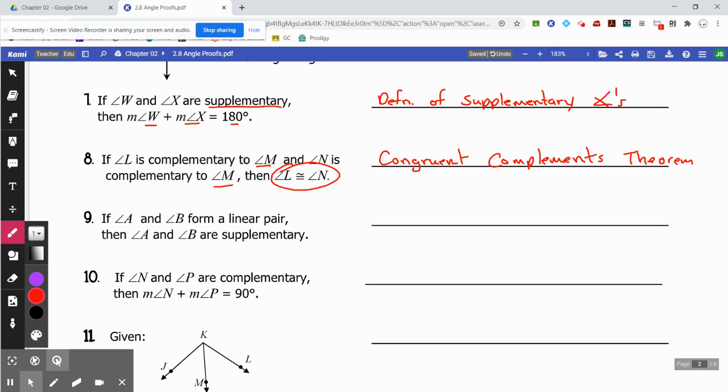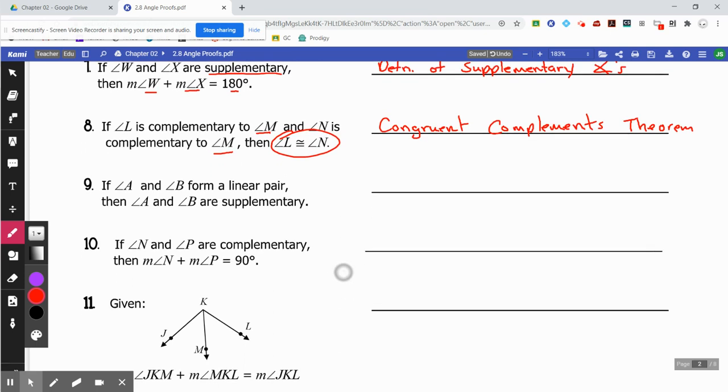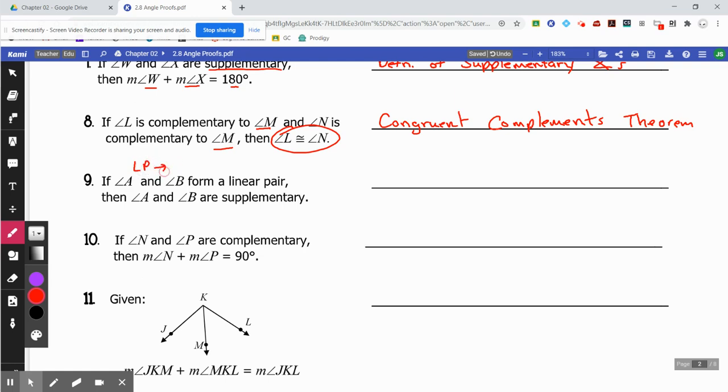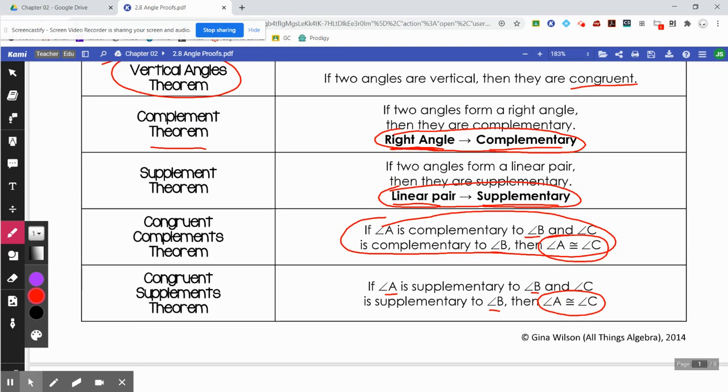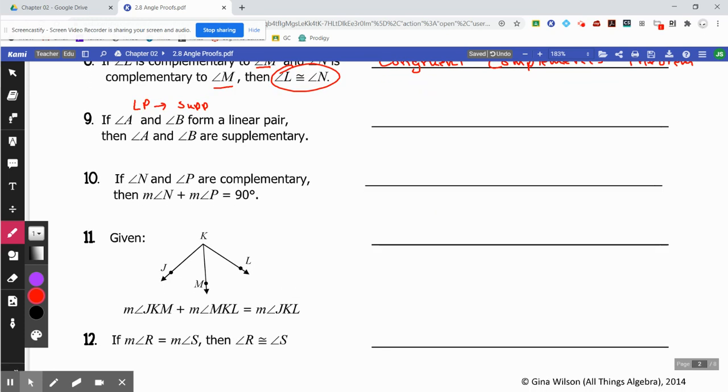Okay, number 9 says A and B form a linear pair, then they are supplementary. So linear pair implies supplementary. Let's see if we can find that. And that's right here. Linear pair implies supplementary, and that is called the supplement theorem. A lot of times I'll see that called the linear pair postulate, and I'll probably use that more than the supplement theorem. That's what I've always called it. So let's go ahead and call that the linear pair postulate. Again, it's just another name for the supplement theorem. So again, number 9, linear pair implies supplementary is your linear pair postulate.